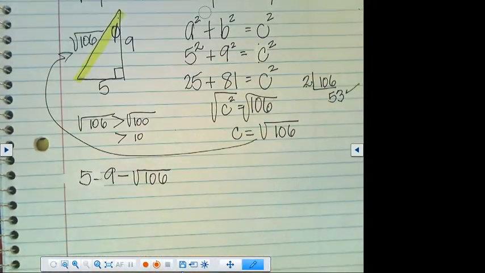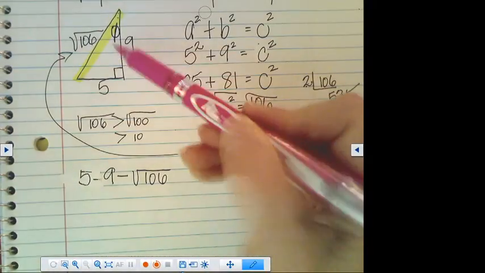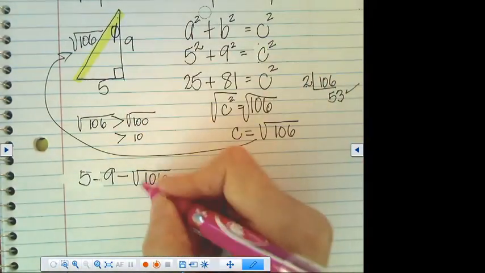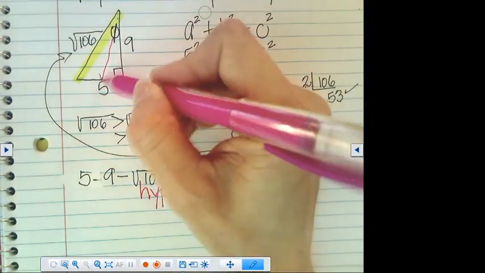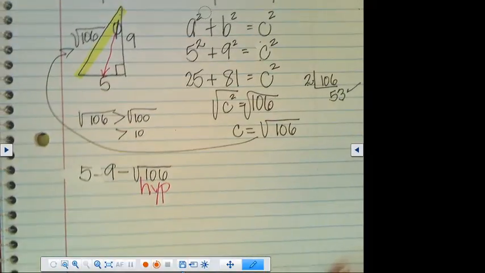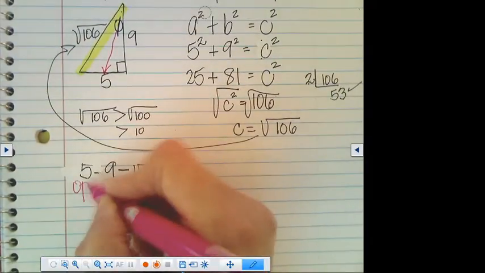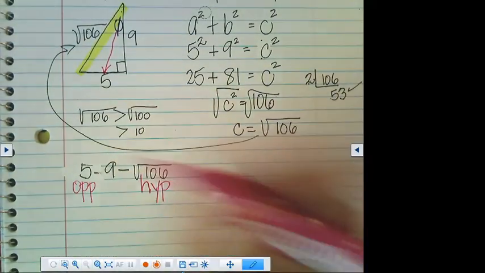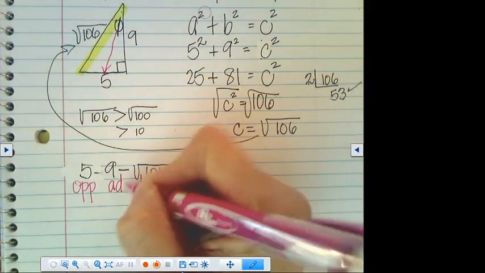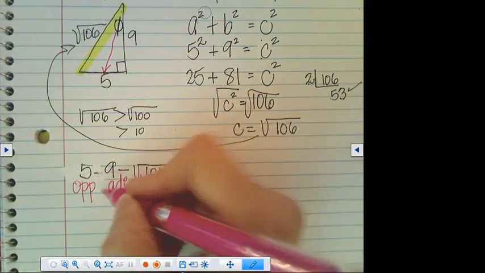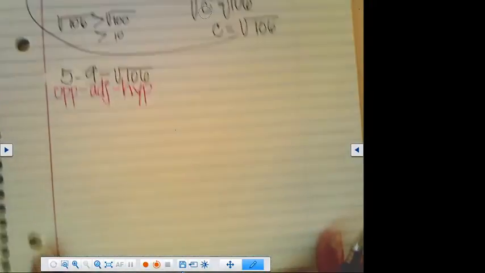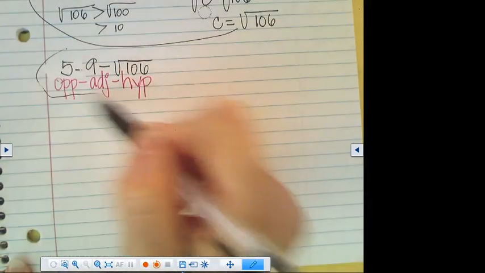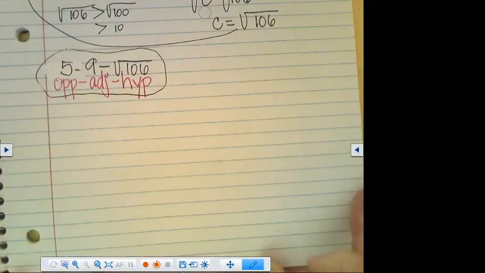All right, can you identify the parts for me? Well, I know square root of 106 is definitely the hypotenuse. What is the 5? Opposite. There you go. And so 9 has to be the what? Adjacent side. All right, good deal. Very good. All right, here we go. Now, all I need is this information. This will give me everything I need.